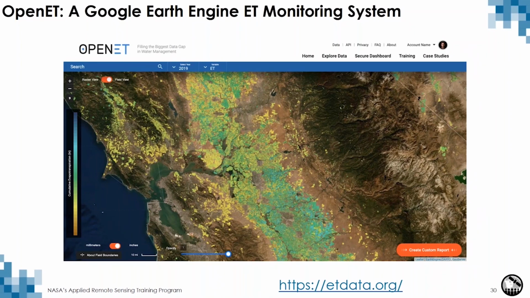So this project called OpenET, we're still under development. I have the link there if you want to start taking a look at it, but over the next couple of years, you'll start to hear more about this.